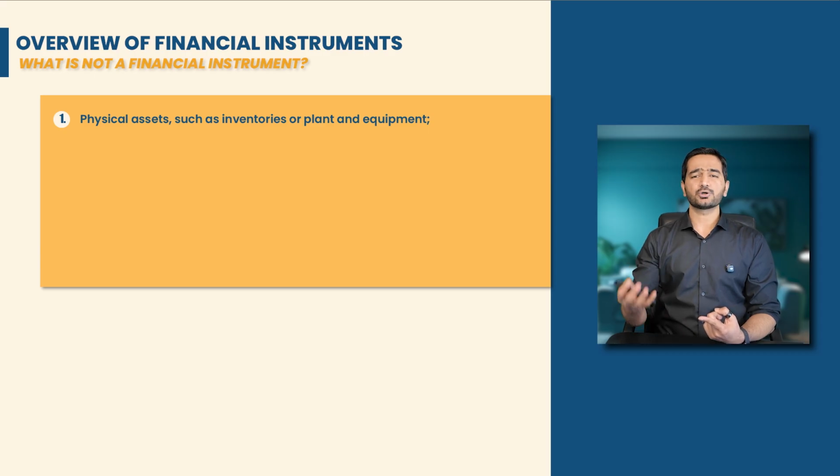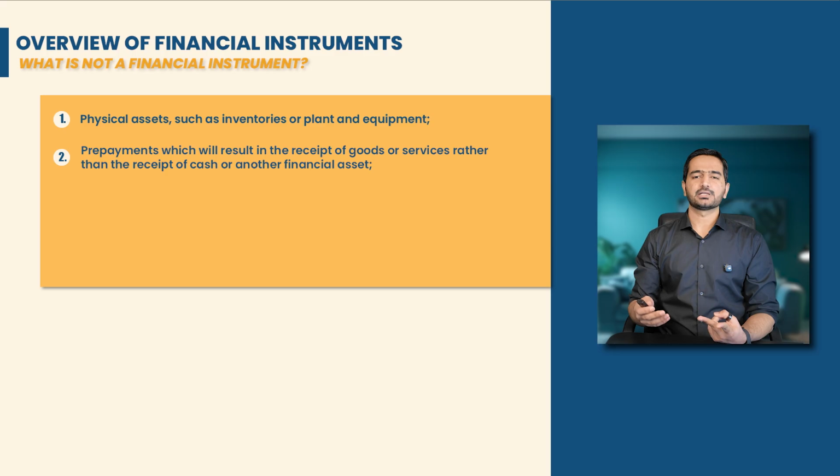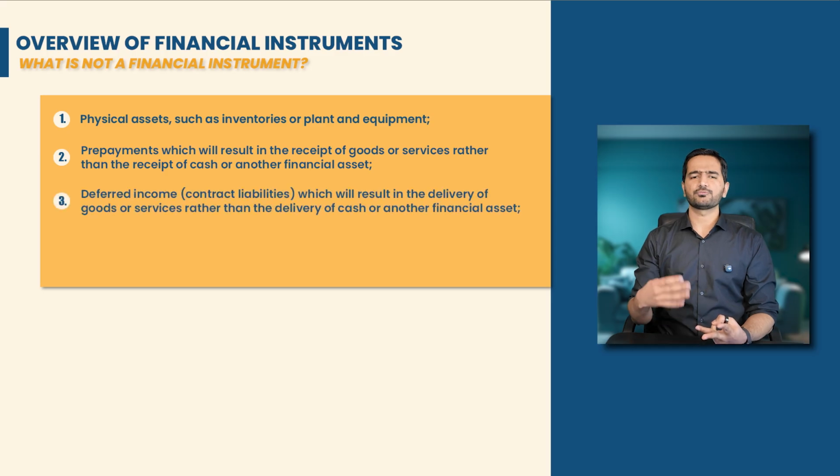You don't receive cash or another financial asset from the item itself. Number two, prepayments. For example, if you pay rent in advance, the landlord will give you the right to use the property in return. That is goods and services, not cash. So a prepayment is not a financial instrument. Number three, deferred income, or what we call contract liabilities. If you receive advance payment from a customer, your obligation is to deliver goods and services to them, not cash. So again, this is not a financial instrument.